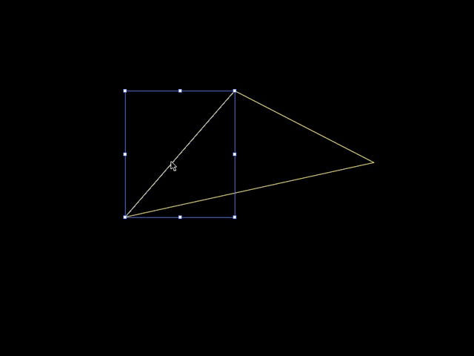So look, find the midpoint of this side. Where would it be? About right there, wouldn't it? Let's try that again, because it'd be where these 2 intersect, right? So it'd be right there.